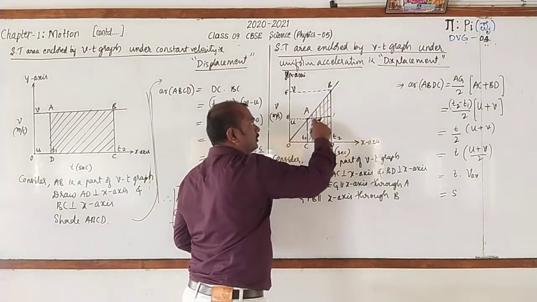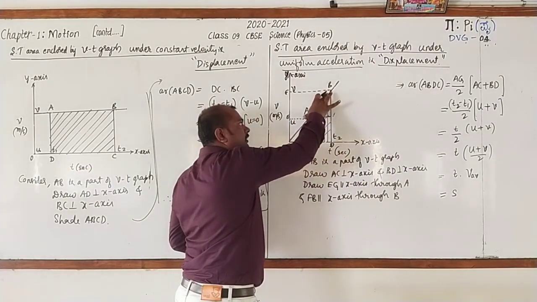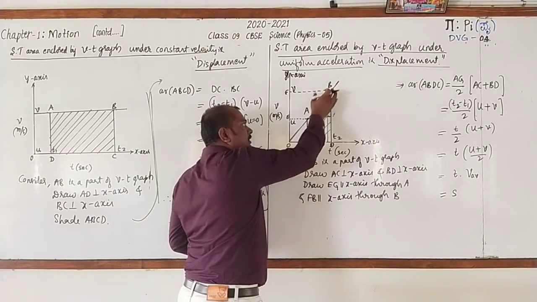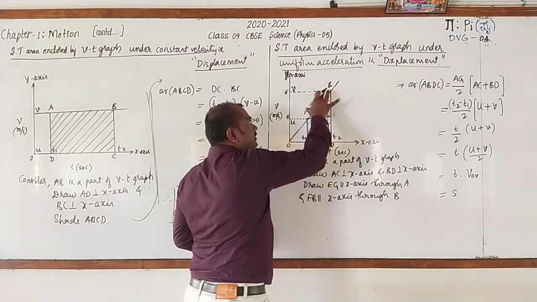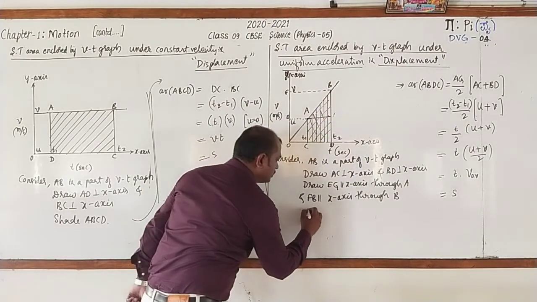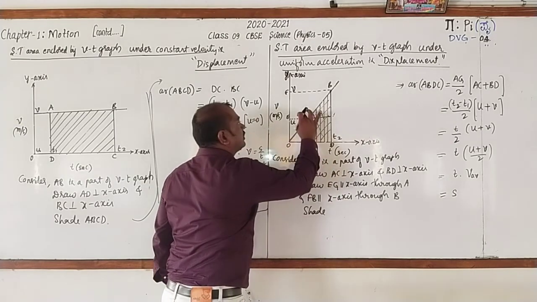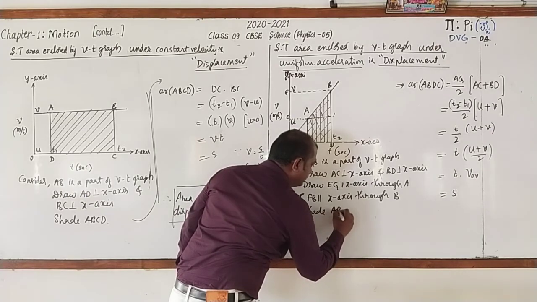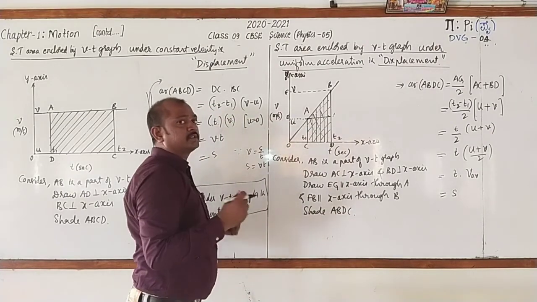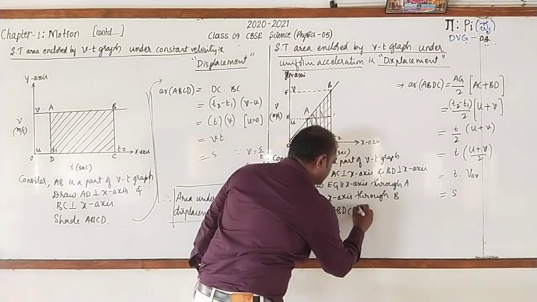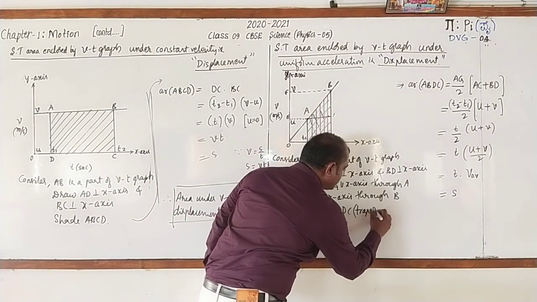Next, shade the part. What is that part? See, the area under the VT graph of uniform acceleration. See that this is the uniform acceleration, the area under that. I have taken the part AB, and just below that I have shaded it. So shade A, B, D, C. What does ABDC indicate? It is a trapezium. In brackets you can write trapezium.